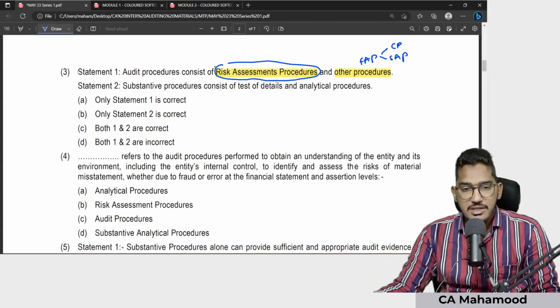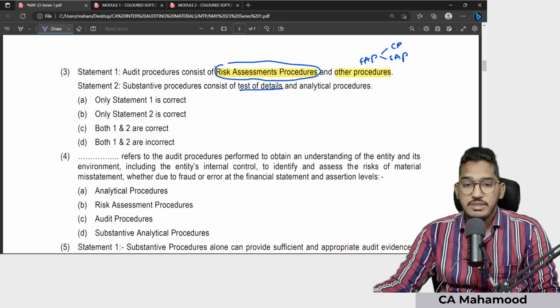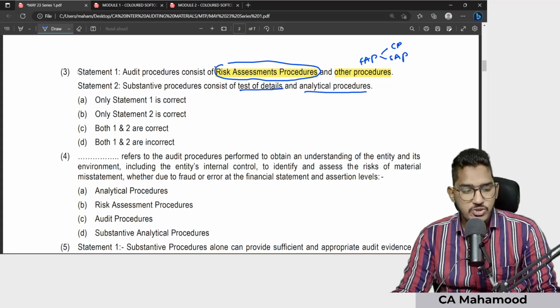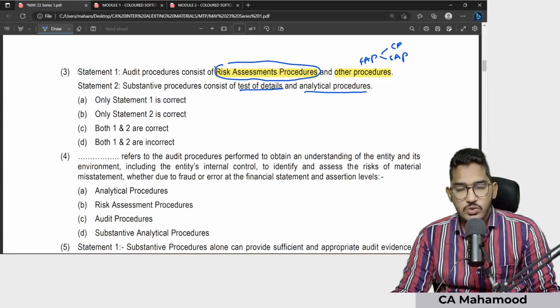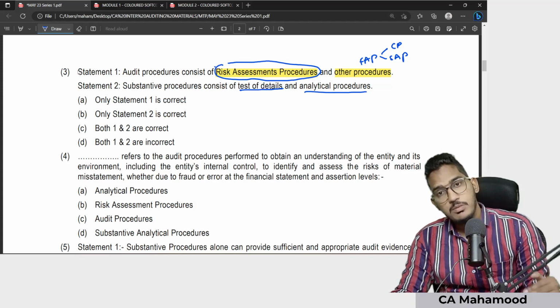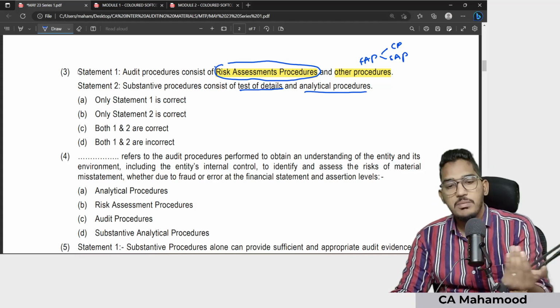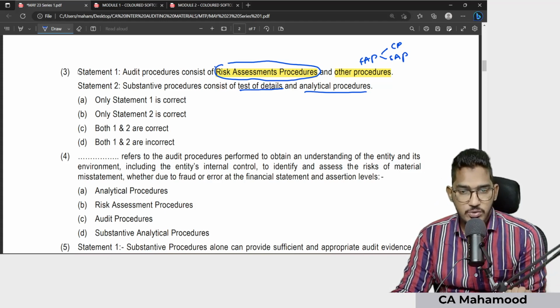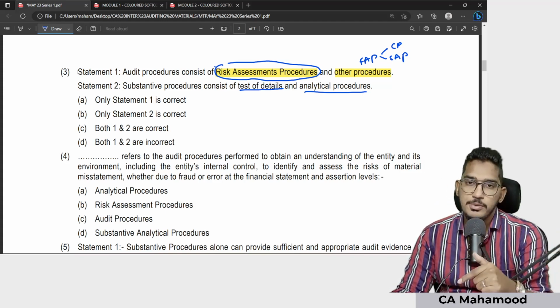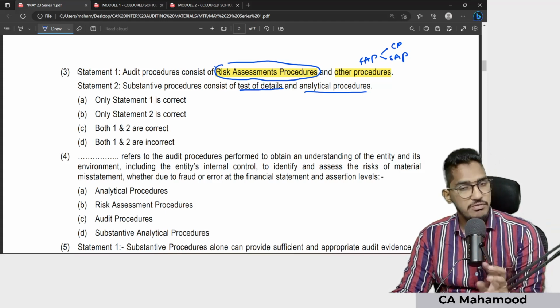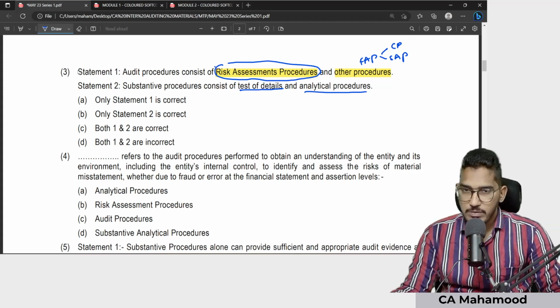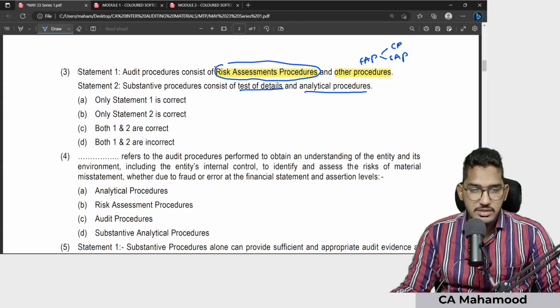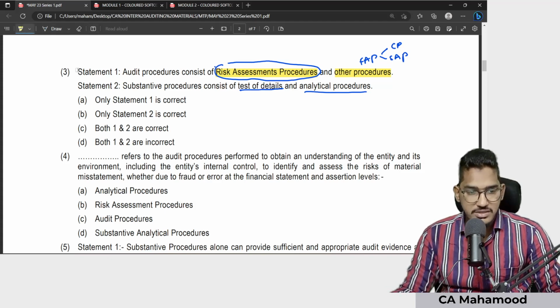Statement 2. Substantive audit procedure further consists of test of details as well as analytical procedures. This is also true. So as we know, substantive audit procedures can be performed by way of test of details or by way of analytical procedures. What will happen in the test of details? We check the supporting documents. What will happen in the analytical procedures? We study the relationship between financial and non-financial item. So statement 2 is also correct. So correct answer is both statement 1 and statement 2 both are correct.